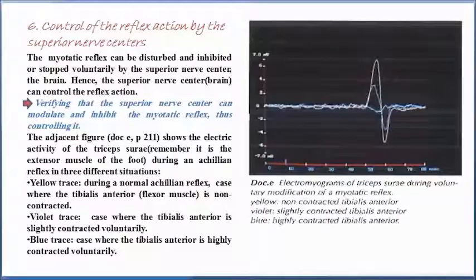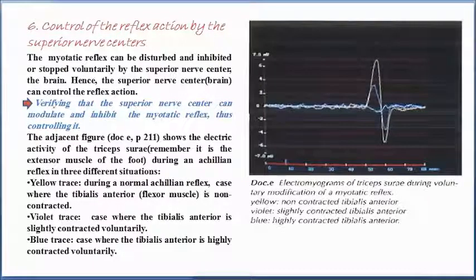The superior nerve center, which is the brain, can control the reflex action. That is, a myotatic reflex can be disturbed, or it can be inhibited or stopped voluntarily by the brain. Now, how does this happen? This is something we're going to discover as we go ahead.